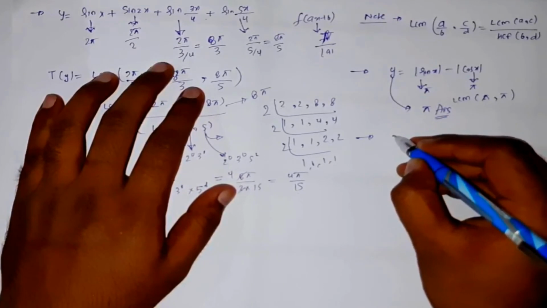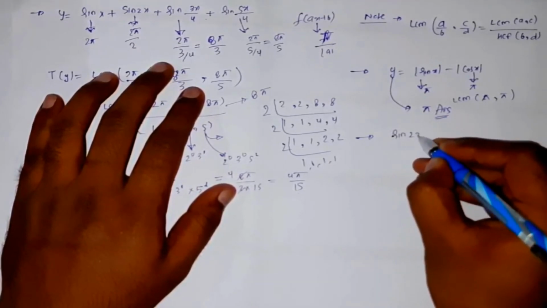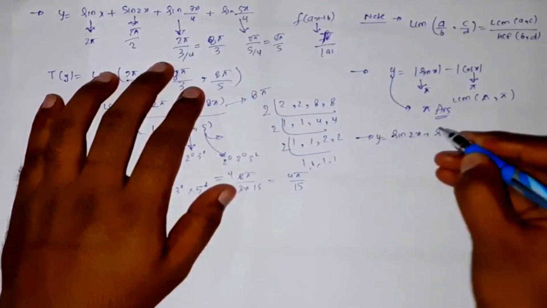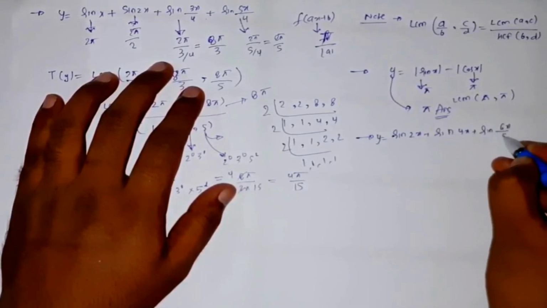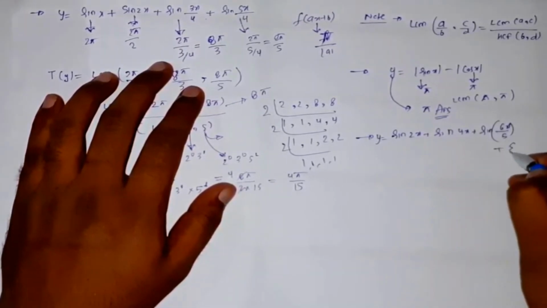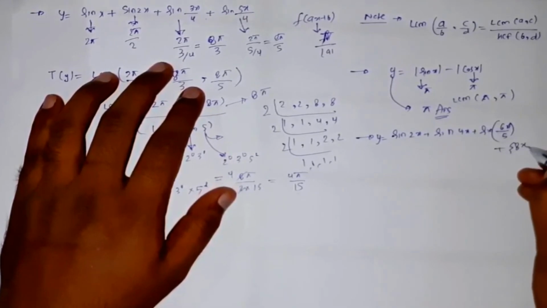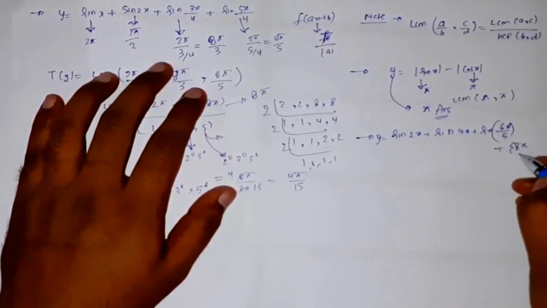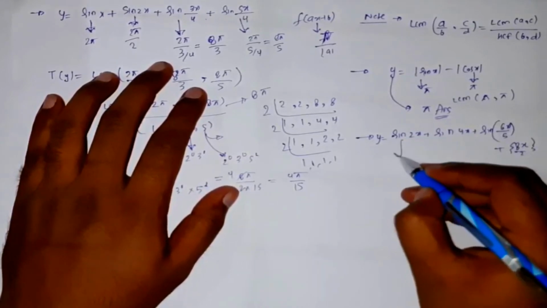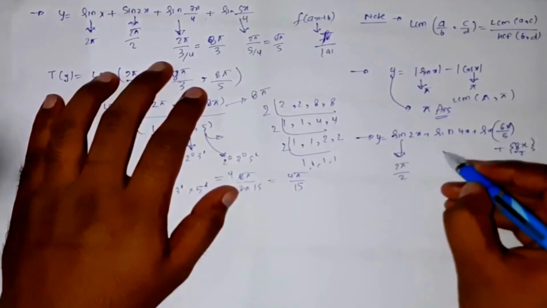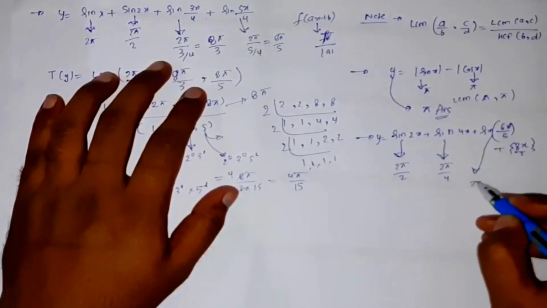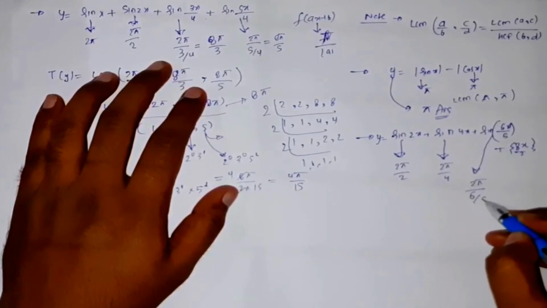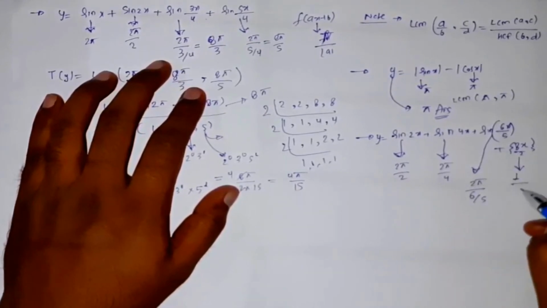y is equal to sine of 2x plus sine of 4x plus sine of 6x by 5 plus fractional part of 8x divided by 2. Okay, so here the period is 2 pi by 2, here the period is 2 pi by 4, here the period is 2 pi by 6 divided by 5, here the period is 1 divided by 8 divided by 2. Okay, because we know the time period of the fractional part of x is 1.